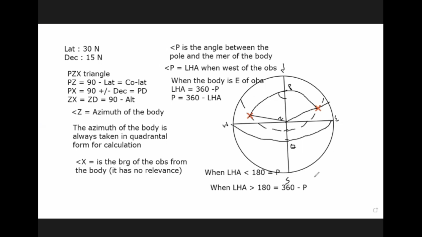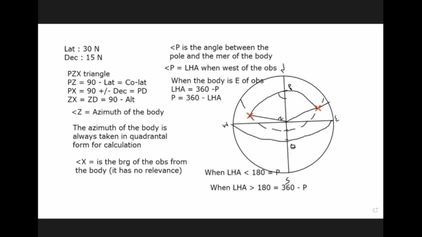Our forefathers have told us that. Even when I was in class 4, I learned. You are in class 5, you learned. Our grandparents also learned that the radius of a circle is 90 degree. Px is the polar distance. Okay, Px is the polar distance. Angle P is the LHA.